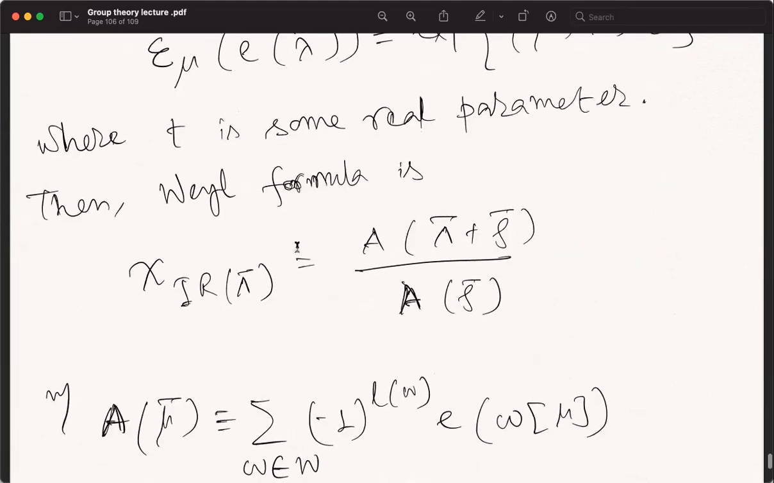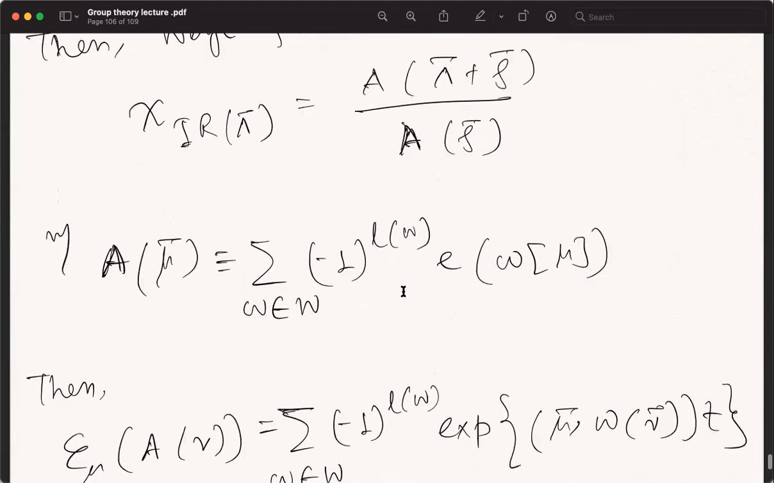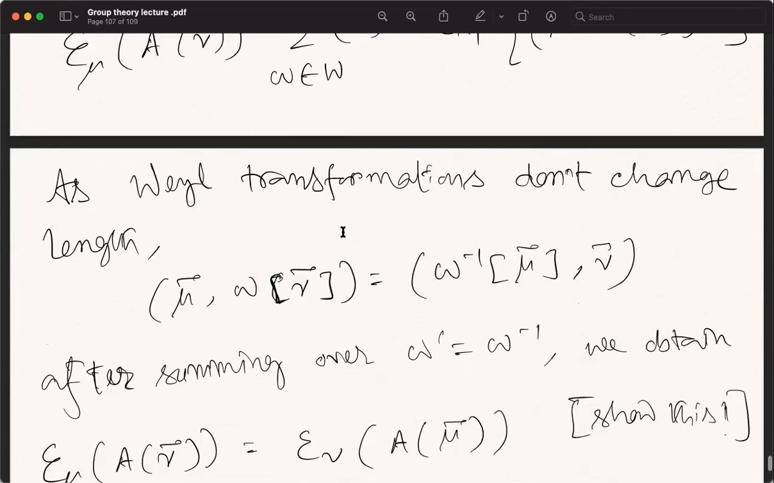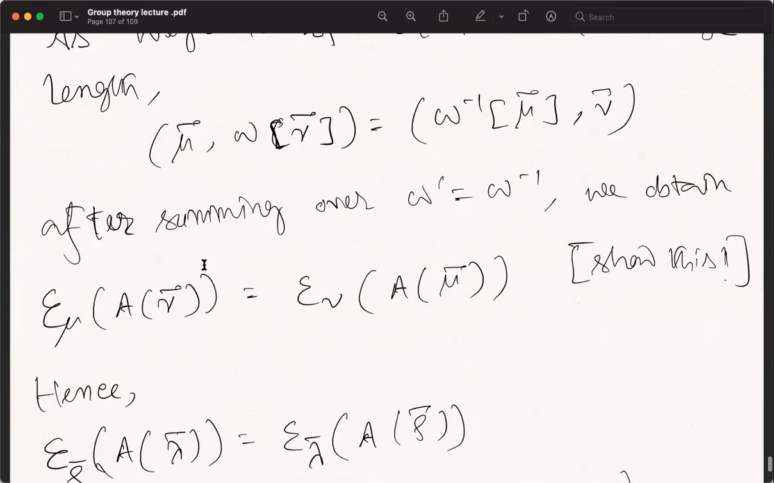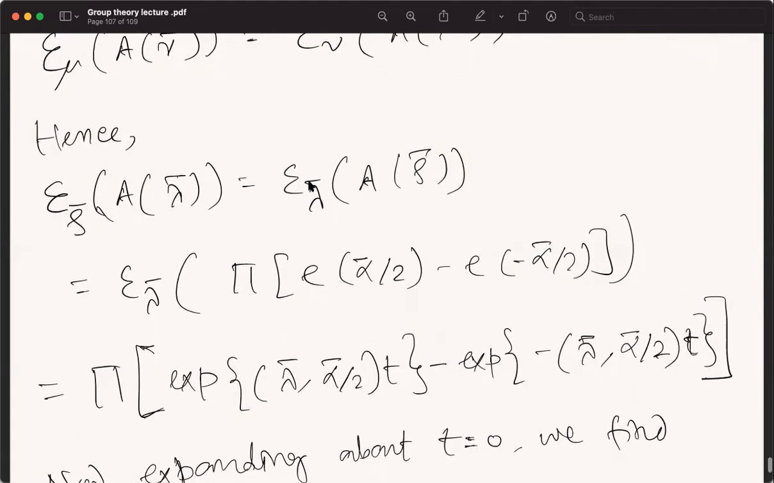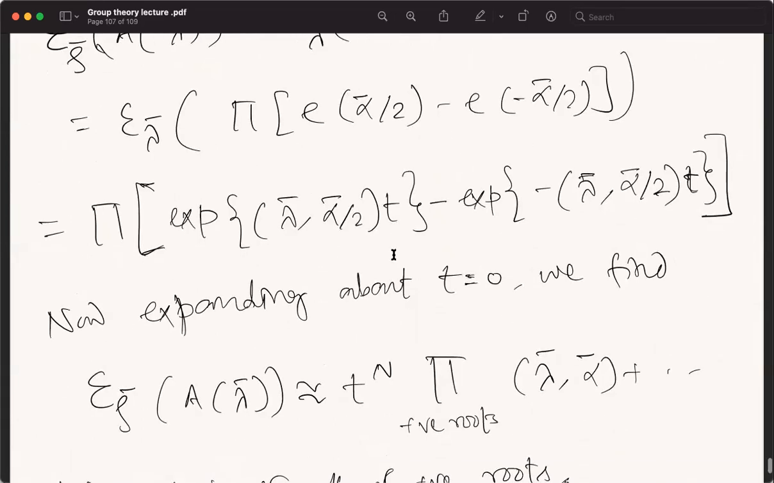Then the Weyl character formula you can write in this particular way, where A is defined like this, and then epsilon mu you write by expressing this thing. As the Weyl transformation doesn't change the length, this will be the same thing, right? We just invert the operator. After summing over omega prime equal to omega inverse, we obtain this relation. I put it as homework to find out this thing. Hence, we find epsilon rho A lambda equal to epsilon lambda A rho, and then you can express them in their product form.